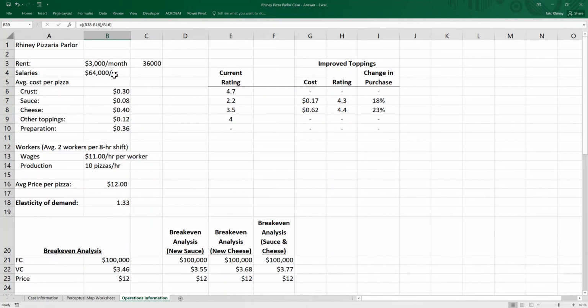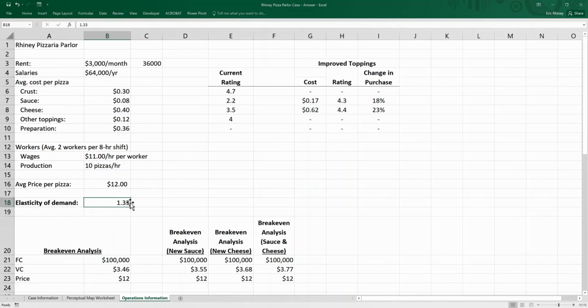Salaries is $6,000 per year, and then we have some variable costs for our pizza, the toppings and preparation. We also have 2 workers per shift, 8-hour shift, and we have 2 shifts per day. And it's $11 per worker, and they can produce 10 pizzas per hour. The average price per pizza is $12, and we know our elasticity of demand is 1.33.